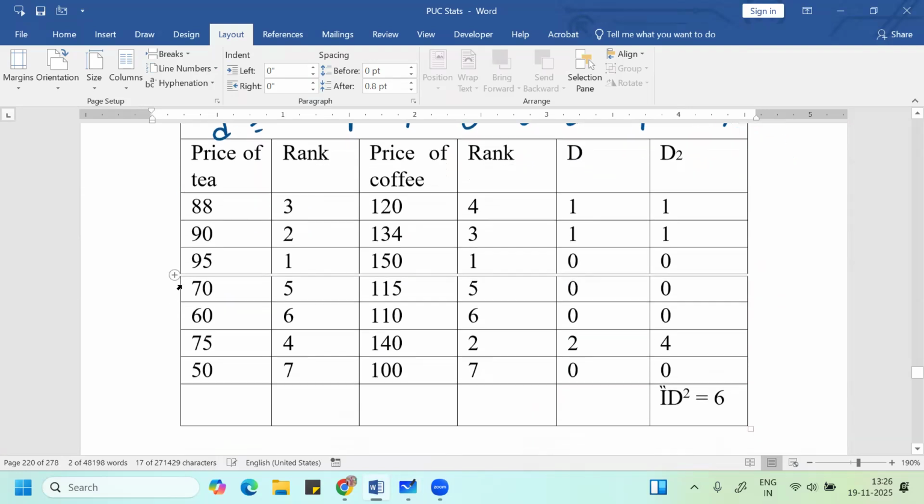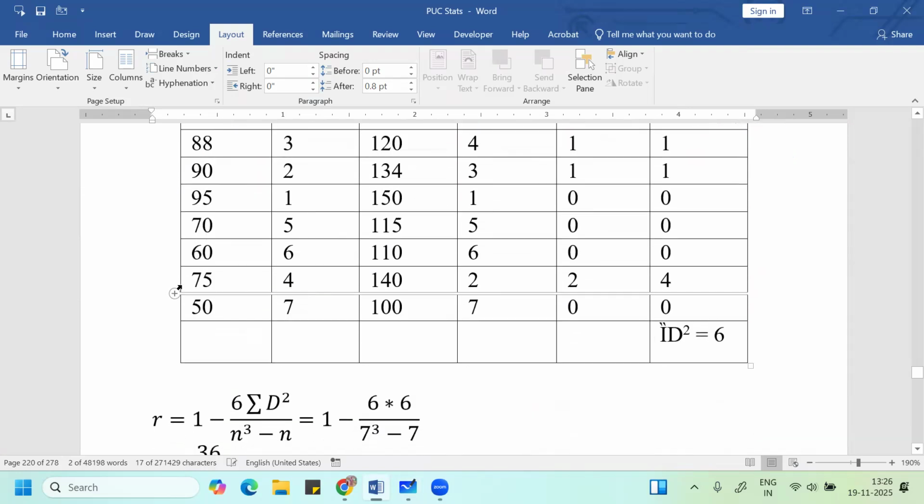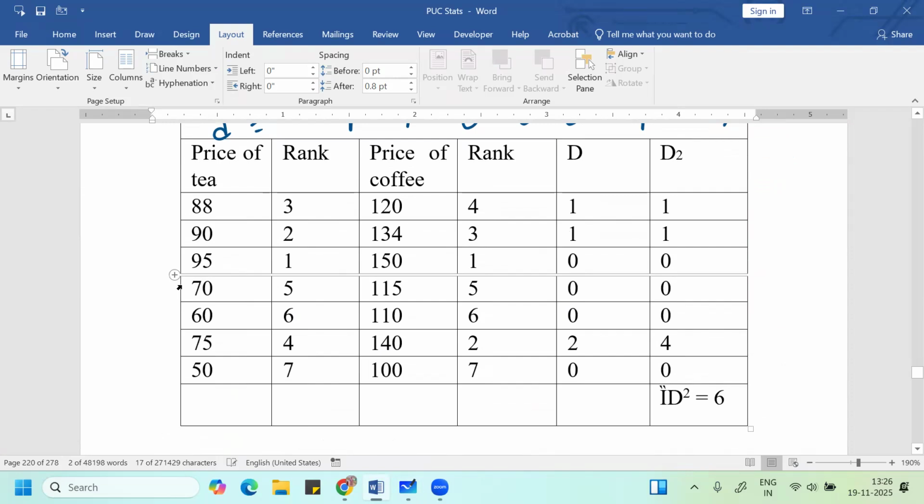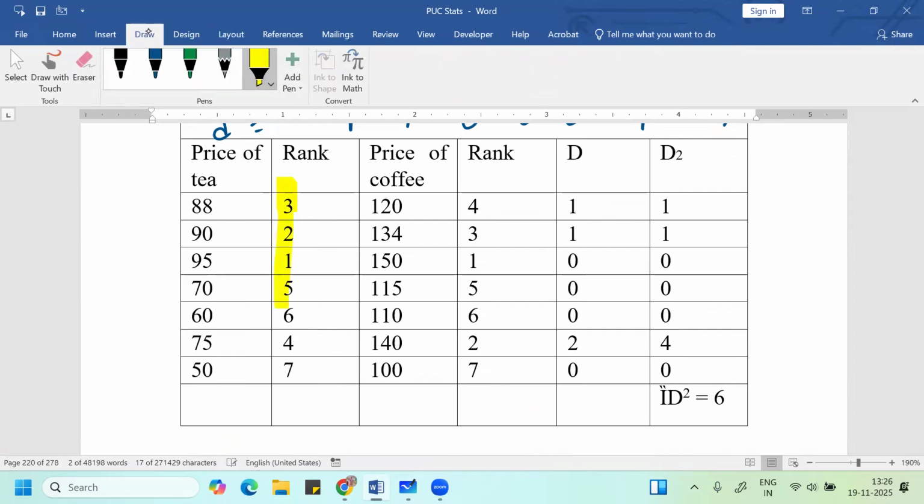Let me show you what is given in the book. Here the price of tea is given. You can see the vertical column: price of tea, I have written vertically, and price of coffee, I have written vertically. Then I've given them ranks. You can see the rank. 95 is the highest value here, so I've given the first rank to this. Then 90 is the second highest, so I gave it second rank. I hope you understood how to give rank. So I've given rank to the price of tea, and I have given rank to the price of coffee accordingly.